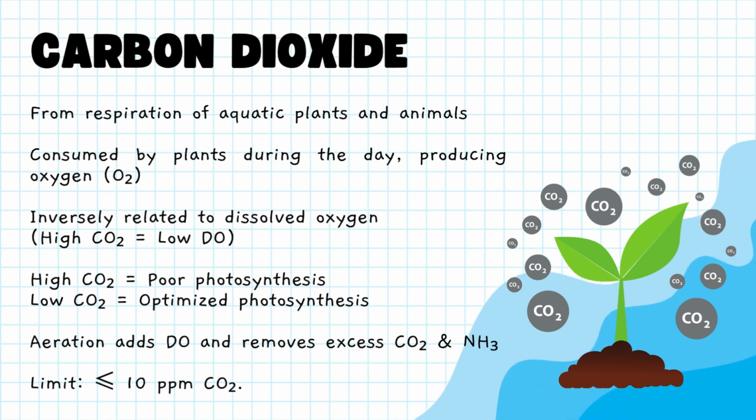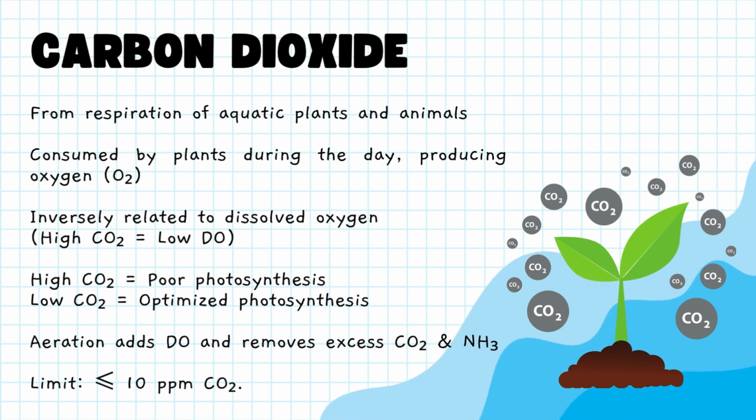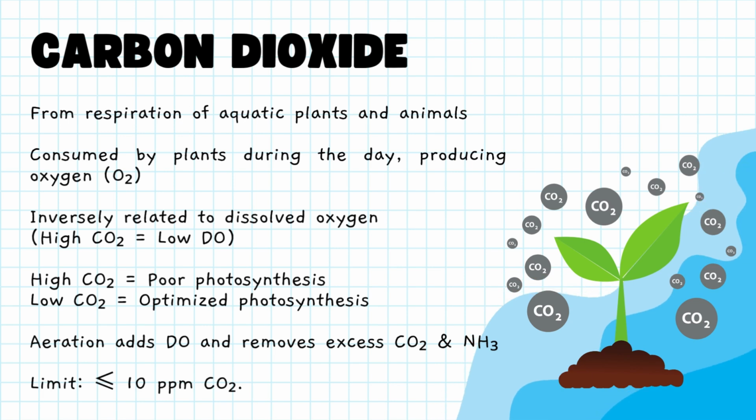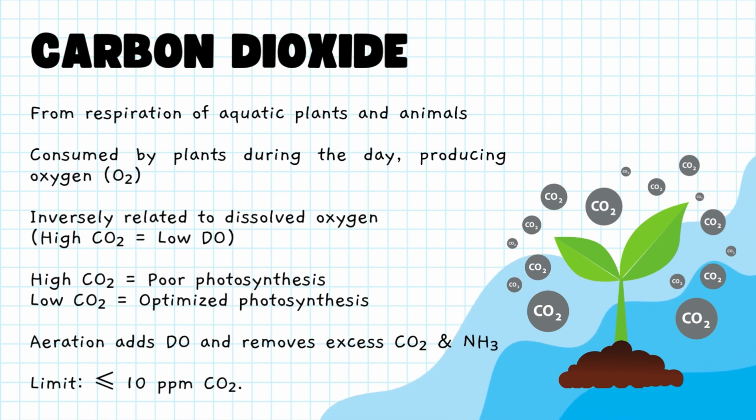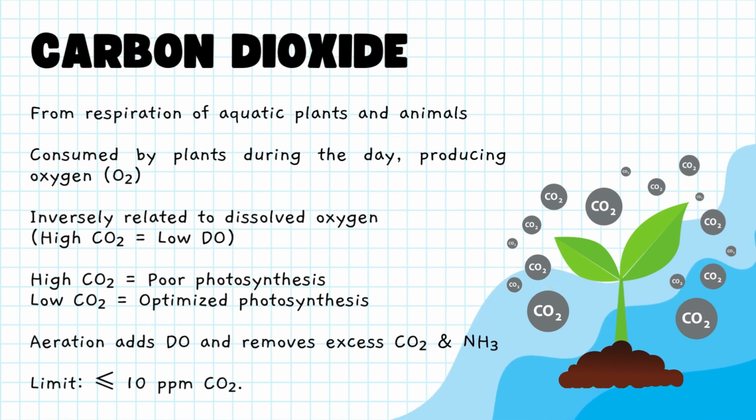If there is high carbon dioxide, it means that there is poor photosynthesis in the aquatic environment. And if there is low carbon dioxide, the photosynthesis is optimized. For aeration, aeration adds dissolved oxygen and removes excess carbon dioxide and ammonia. For the limit, we have less than or equal to 10 ppm of carbon dioxide.